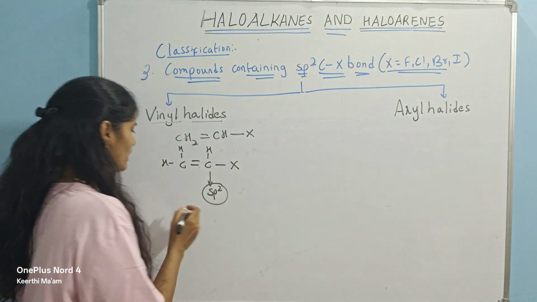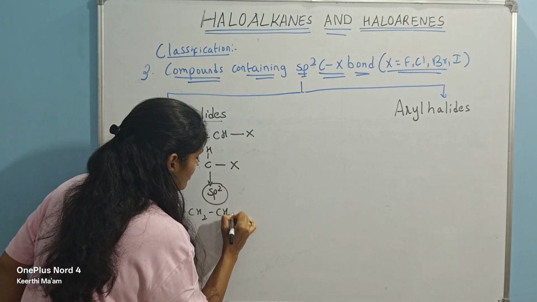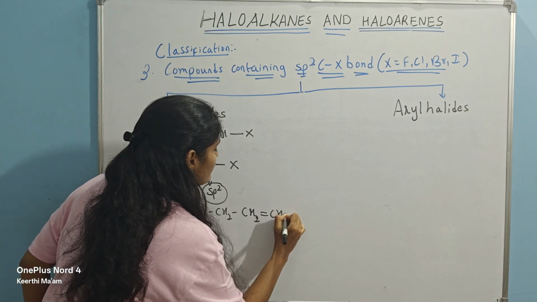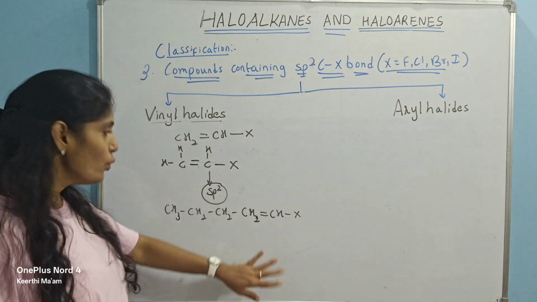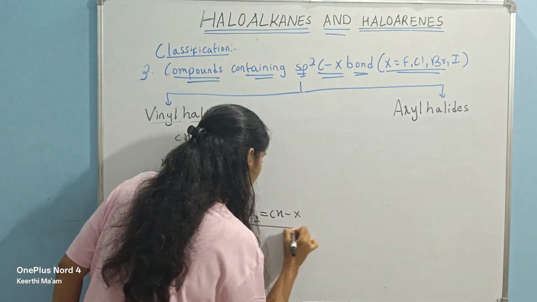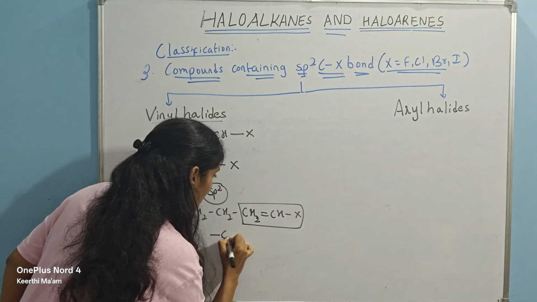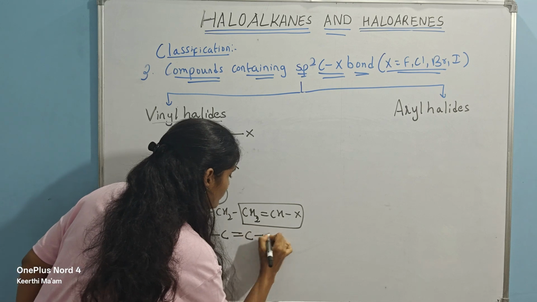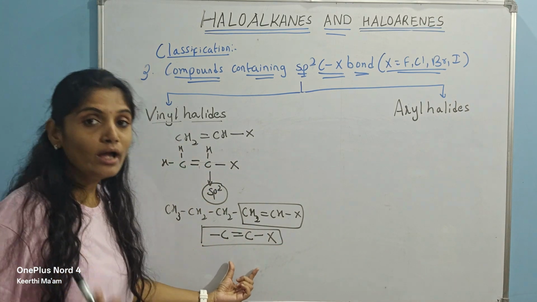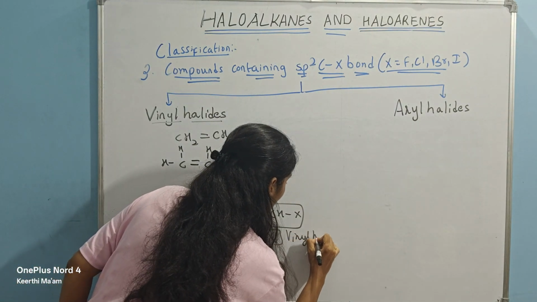Okay, now you can take any example: CH3, CH2, CH2, CH2 double bond CHX. Okay, do I call this a vinyl halide? Yes, I call it a vinyl halide because I will check for this. If I get a carbon skeleton like this, carbon double bond carbon single bond halogen, if I get a skeleton like this in my compound, I will call it a vinyl halide.